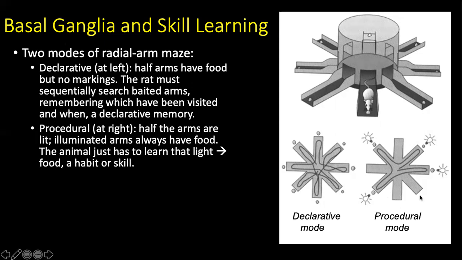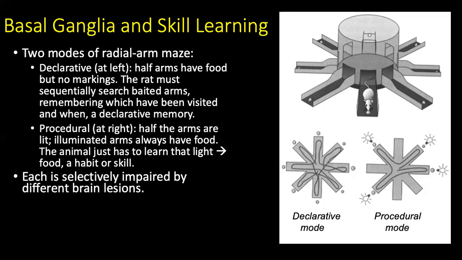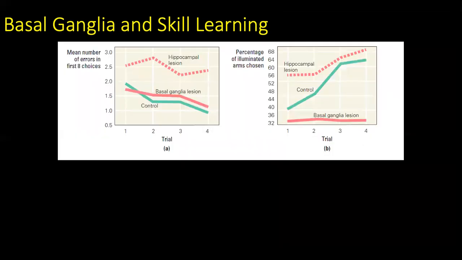Procedural on the right, in this case, half the arms are lit, and those arms always have food. So the animal just has to learn that the light is associated with the food. And so that is considered to be the same as forming kind of a habit, or in that case, a skill. And each of these types of learning seems to be impaired by different brain lesions.